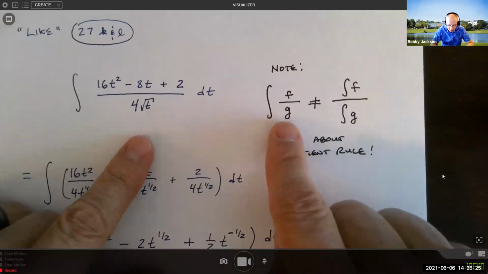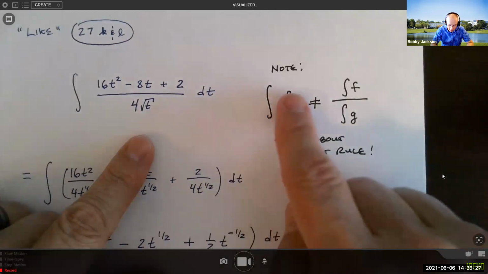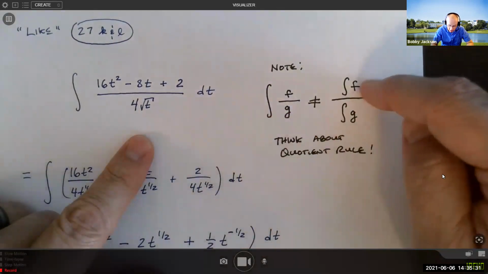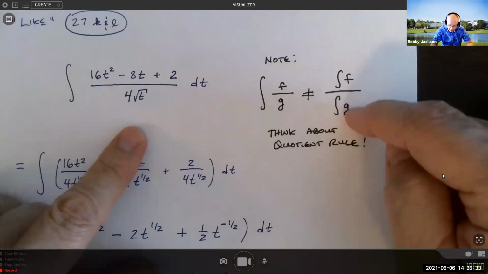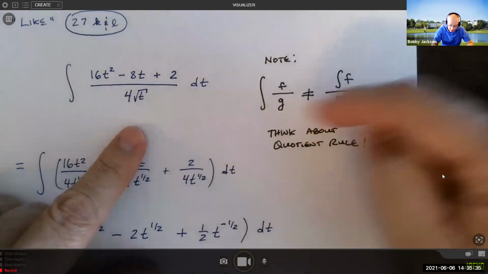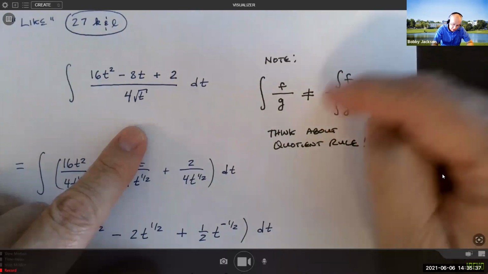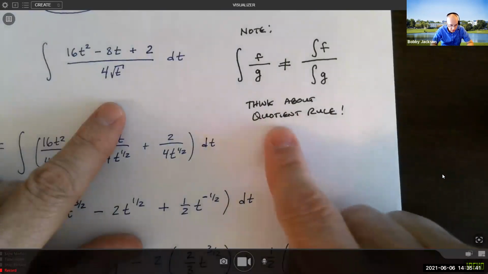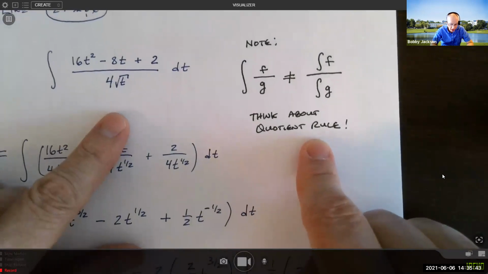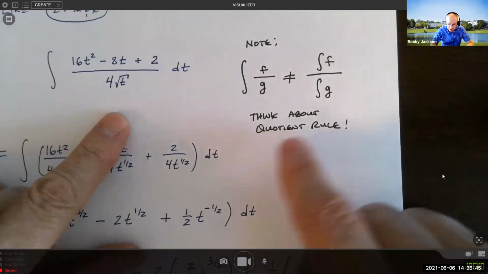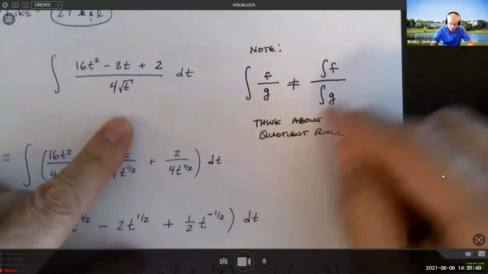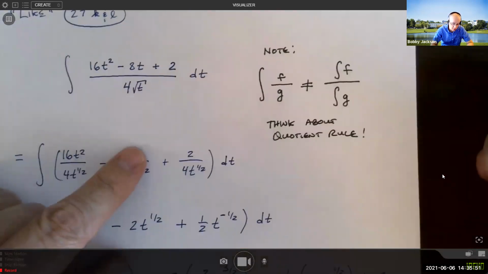You can't simply find an antiderivative of a quotient like this by taking the antiderivative of the top and dividing it by the antiderivative of the bottom. Think about going in the other direction. If we take the derivative of the antiderivative, we're supposed to get back to what we're integrating. And we know there's a quotient rule, which is pretty complicated, right? It's not simply the derivative of the top over the derivative of the bottom. So it's quite clear that integration doesn't work that way either.